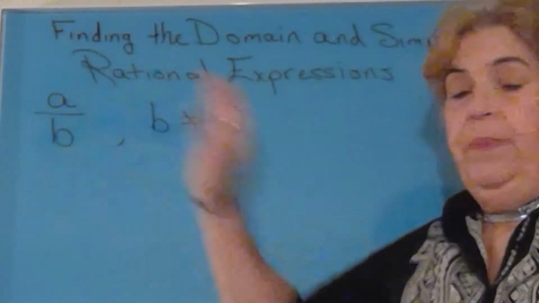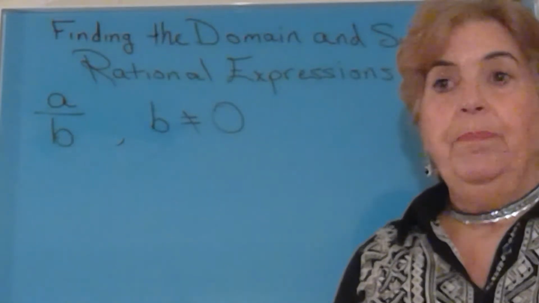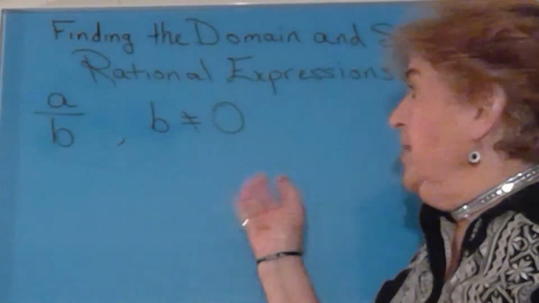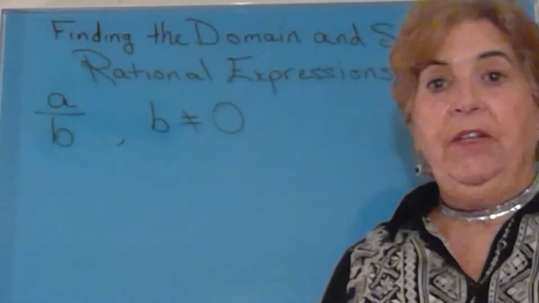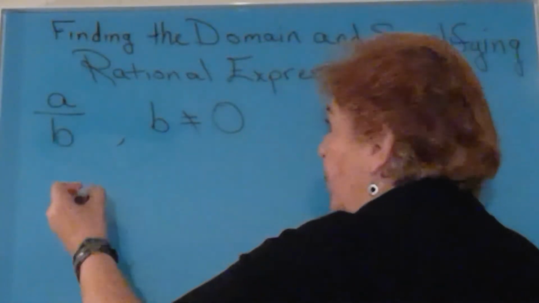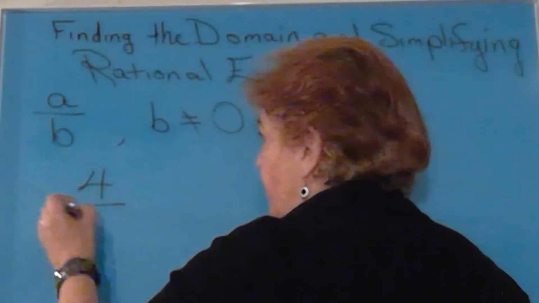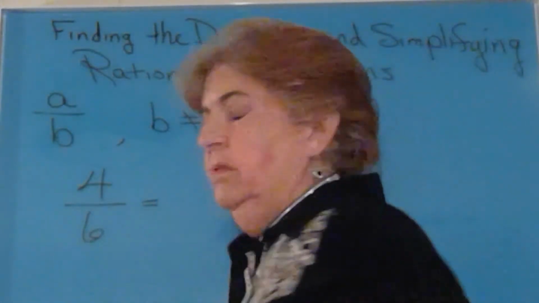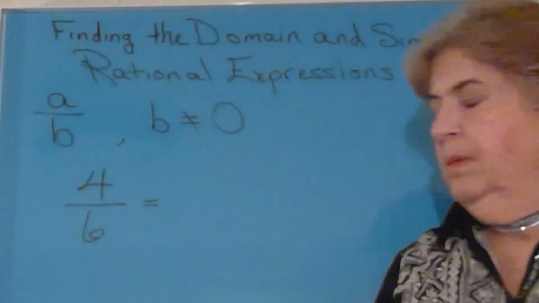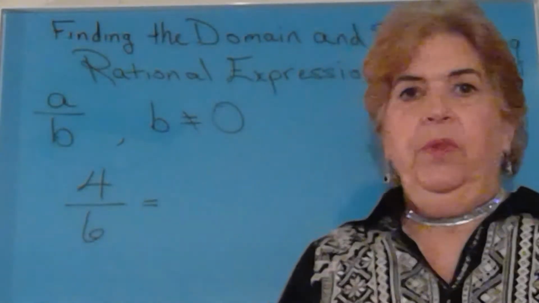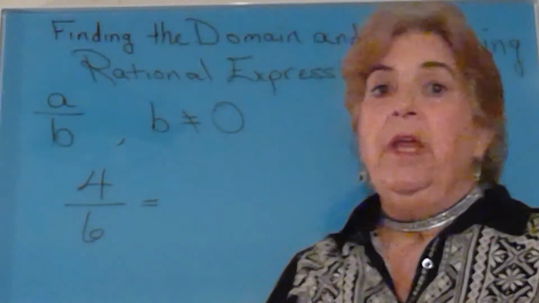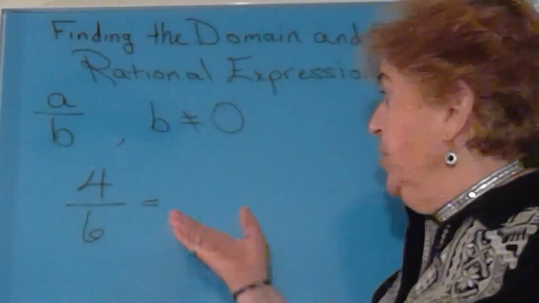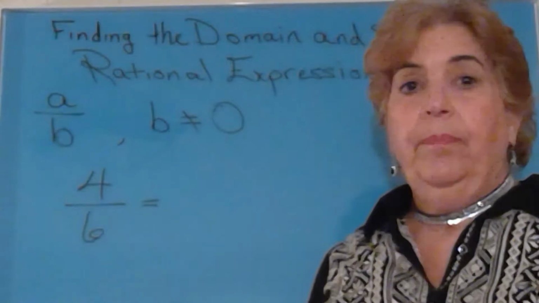Of course, we're going to be given a rational expression. And to simplify, what we're going to do is simply divide out common factors. If you have 4/6, that's just a fraction. What's it have to do with this lesson? 4/6 is actually a rational expression. It's a simple rational expression. It has no variables in it.